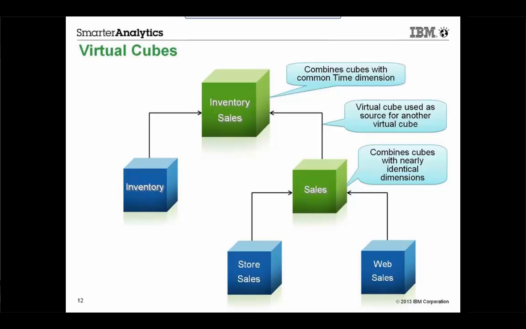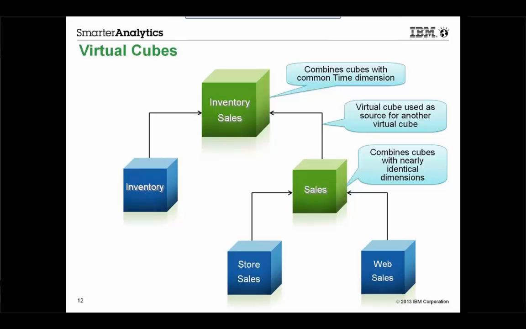And you can merge two base cubes. You can merge a base cube and a virtual cube. You can even merge two virtual cubes together. In this example here, we're merging the sales virtual cube with yet another base cube called inventory into an inventory sales virtual cube. And all you really need in common between the two cubes to be able to merge them is at least one common dimension. And in most cases, time is a common dimension to merge upon.